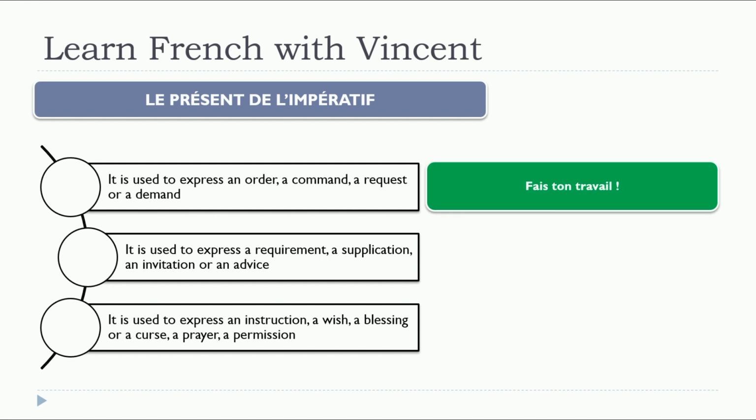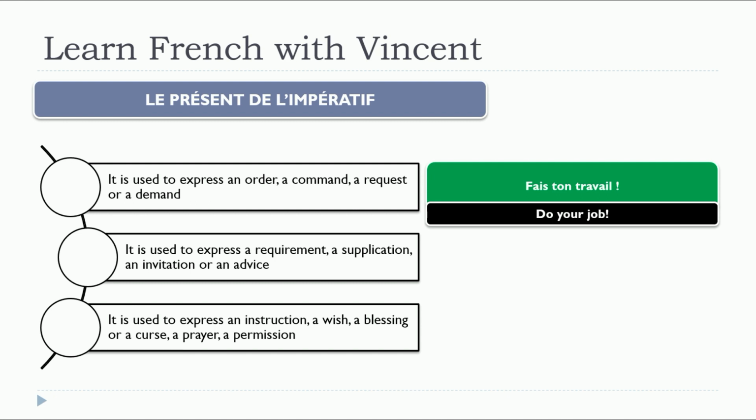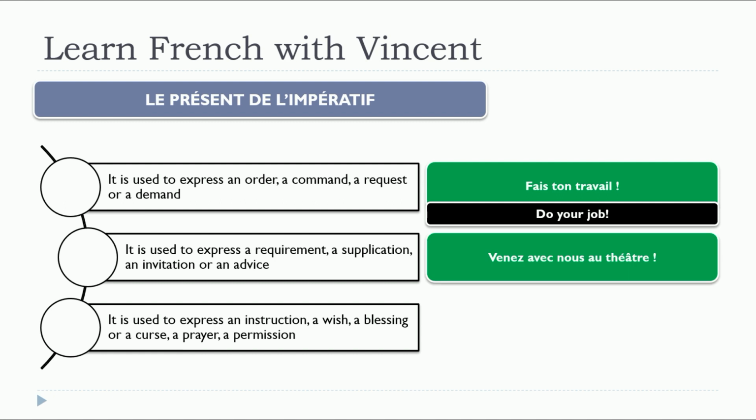So let's see the first one. The first one, fais ton travail. It's not really a nice one, but still, it's a good illustration of this concept of an order, a command, or a demand. Fais ton travail. In that situation, the verb is faire. So as you can see, it's for the second person of the singular. Fais ton travail. If you're not really sure about the way to construct this présent de l'impératif, I really advise you to have a look at my video because I explain quite precisely how to build this présent de l'impératif.